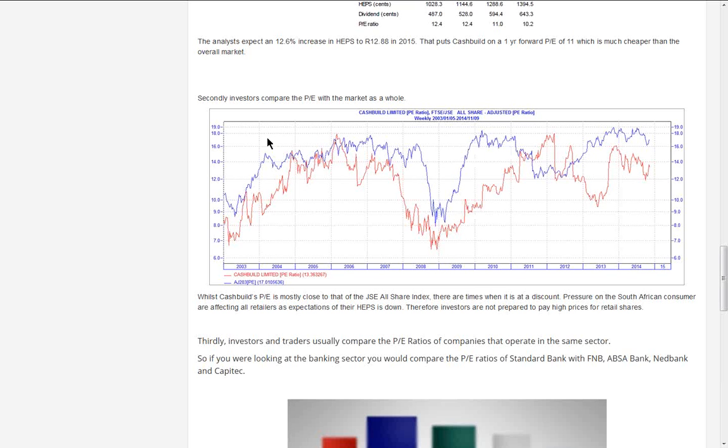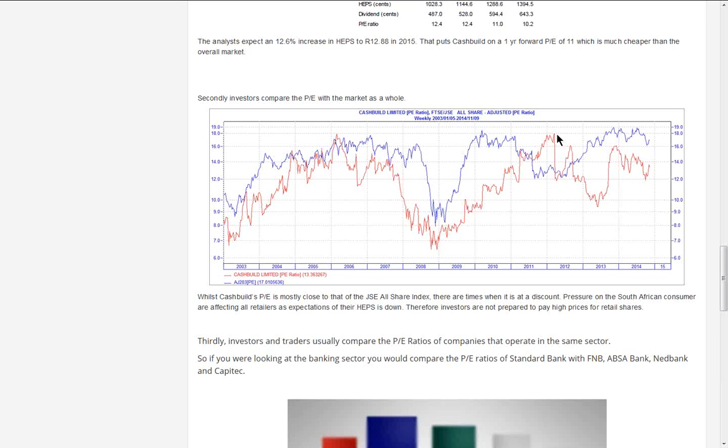I've made the scales the same, so the left-hand scale and right-hand scale are exactly the same. You can see that Cashbuild traded at about the market P/E ratio in those years. Then it traded slightly worse, especially here in the recession time when building was not that active. It started to grow again and traded above the All Share Index P/E ratio there. A very good reason was that it had big profits built in.